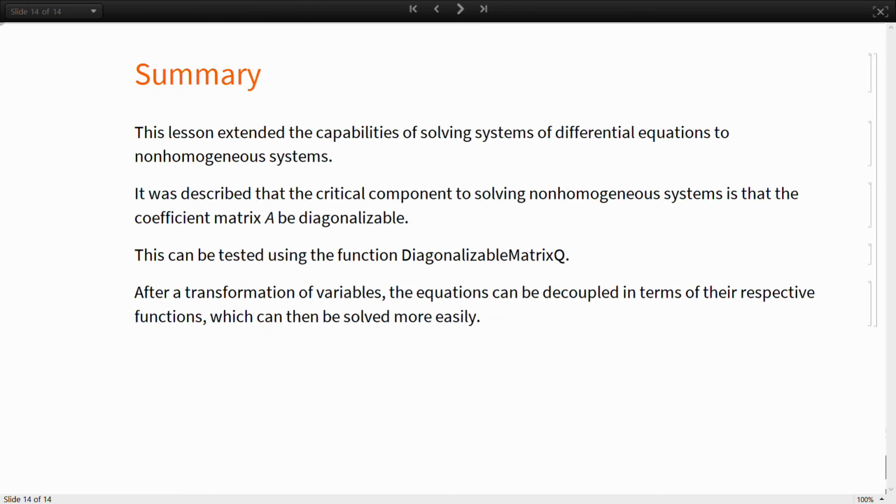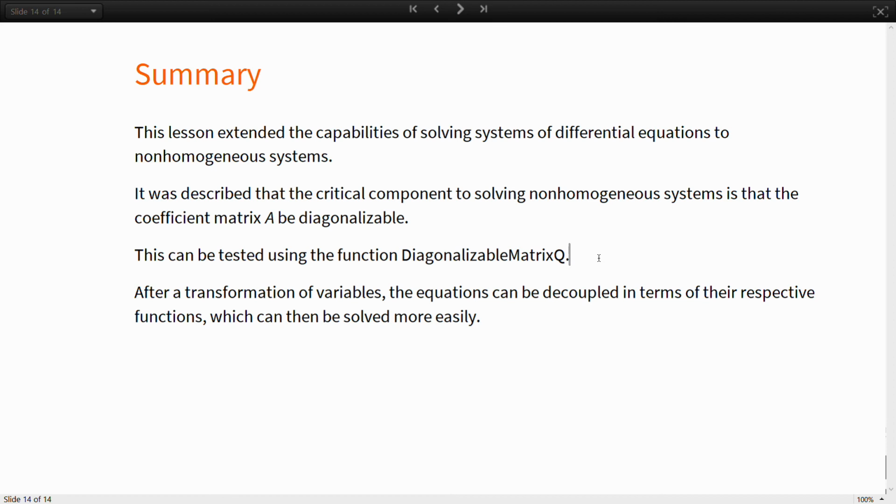In this lesson, we have extended the capabilities of solving systems of differential equations to include non-homogeneous terms. We learned that a critical component to solving such non-homogeneous systems is that the matrix A must be diagonalizable. We can test if the matrix is diagonalizable with the Wolfram Language DiagonalizableMatrixQ function. After transforming the vector of dependent variables, the system of differential equations can be decoupled into a set of independent differential equations that can be solved separately for their respective functions.